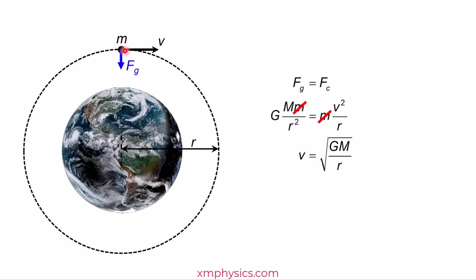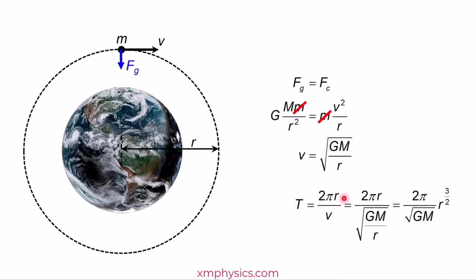Now, what about the orbital period, which is the time taken for the satellites to complete one orbit? Now, that can be calculated quite easily. It's just distance divided by speed. So the circumference of the orbit divided by the orbital speed. Then you get this expression. So what does this tell us? That the orbital period increases with orbital radius. And for a particular orbital period, there is a particular orbital radius.